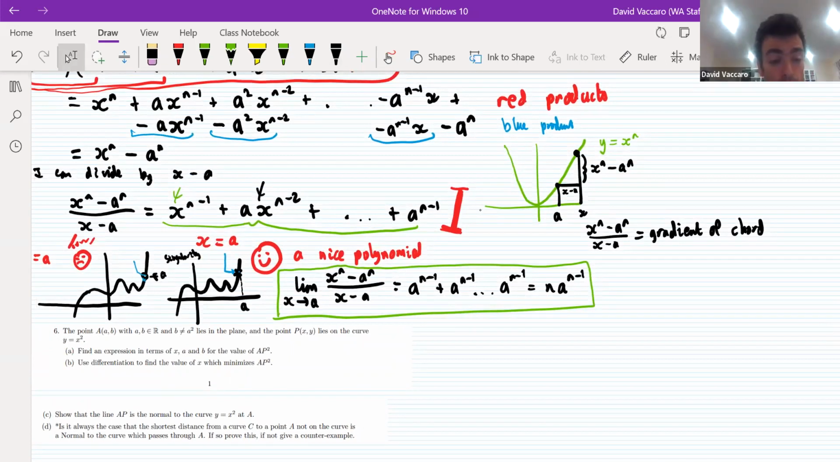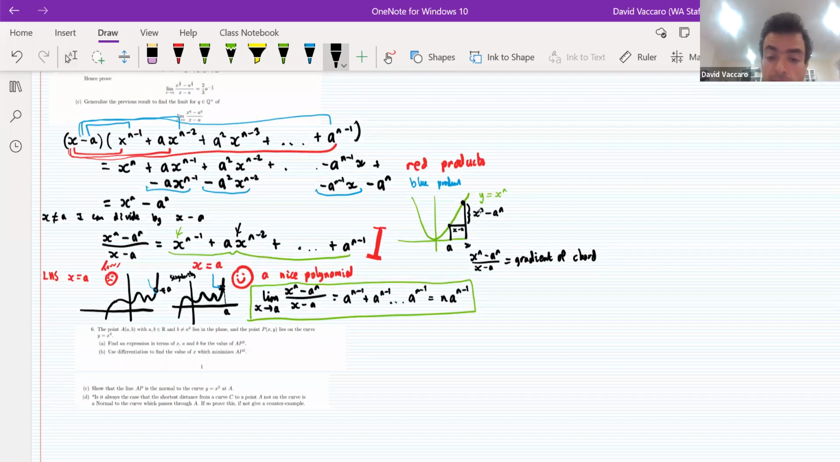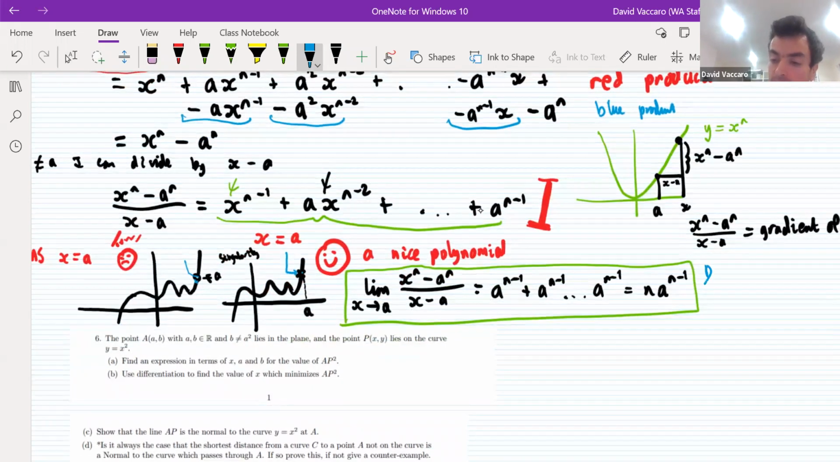Okay. So what I've done here, just using algebra, is I know that x minus a is going to be a factor of x to the n minus a to the n. So in all other cases other than x equals a, I can remove that factor and get a nice polynomial. And so this is a proof of differentiation of y equals x to the n at x equals a from first principles.